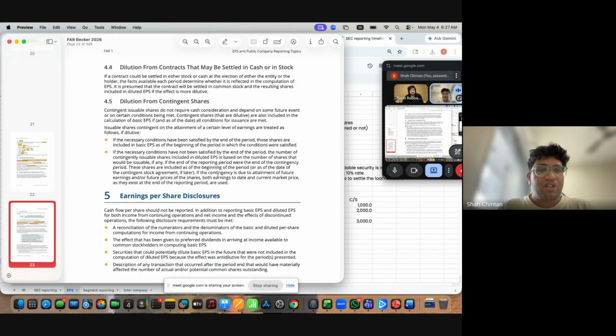So they say contingent issuable shares do not require a cash consideration and they depend on some future event or conditions being met. So they are also saying the same thing: a future condition needs to be met. Contingent shares are also included in the calculation if all the conditions for the issuance are met. If you feel at the reporting period that the conditions are going to be met, then you may include those items in the calculation of your diluted EPS. Again, more of a theoretical point. You will not see an example around this area in your CPA exams. Okay.